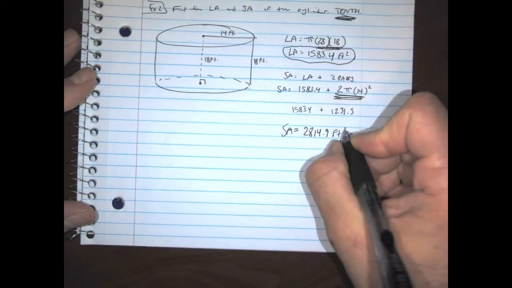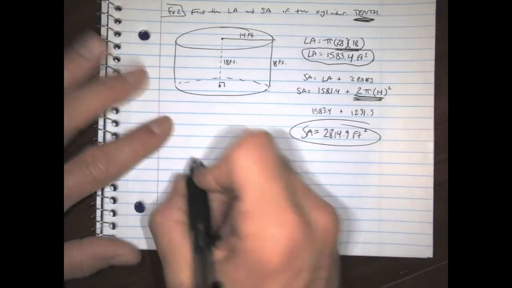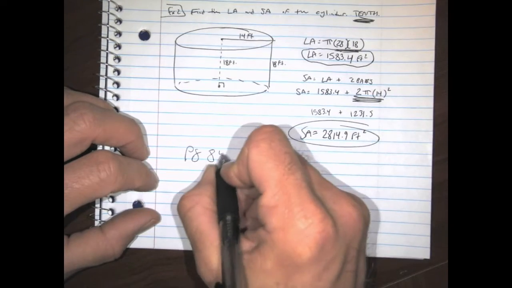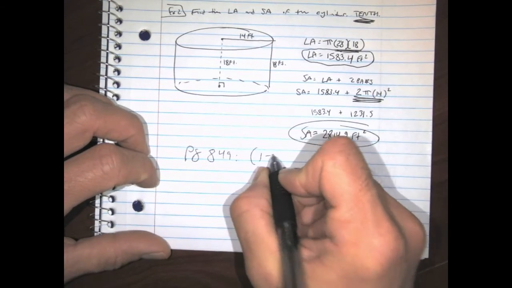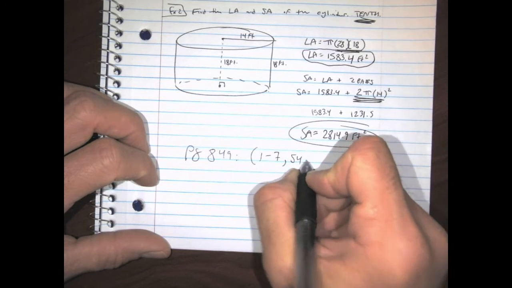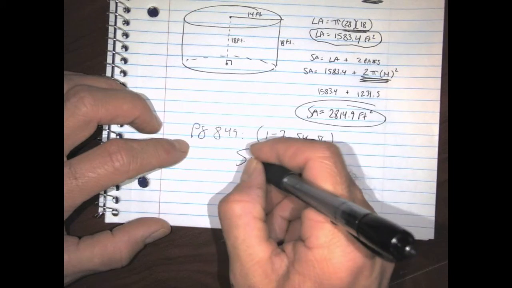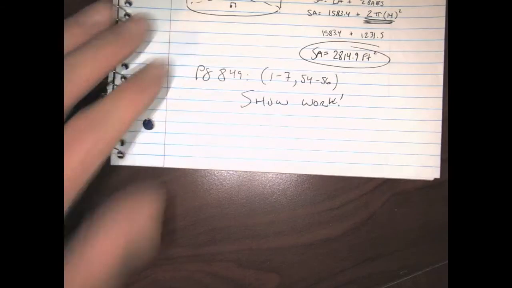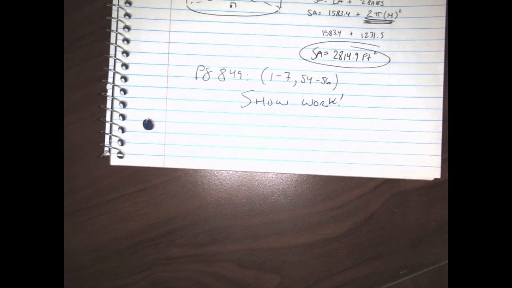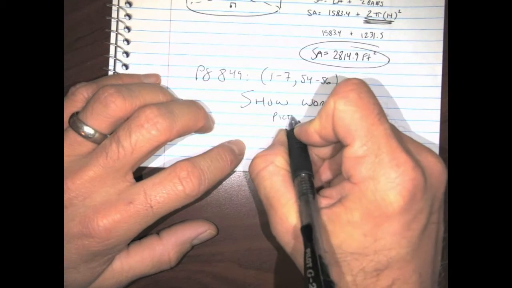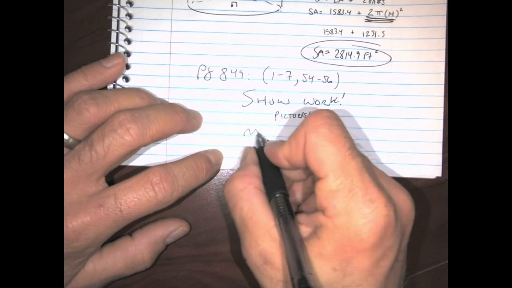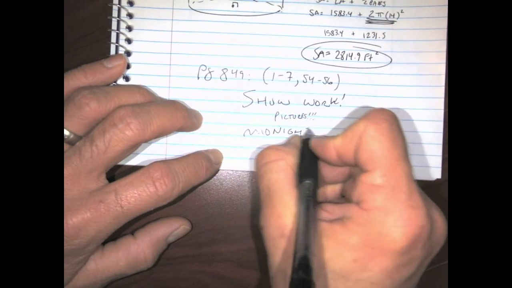Folks, your homework can be found on page 849. Let's do 1 through 7 and 54 to 56. Please show your work. I do look at your emails that you send me. I do take points off if you're just giving the answers. Pictures are a great thing. Draw pictures. And as always, make sure I get this homework by midnight.